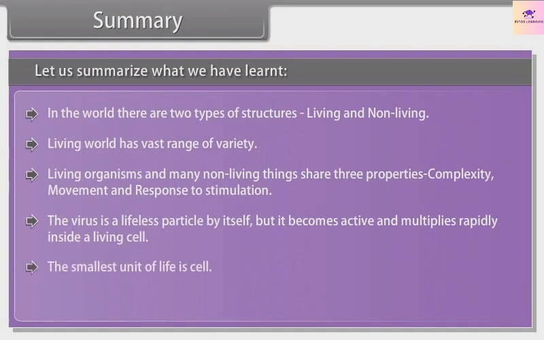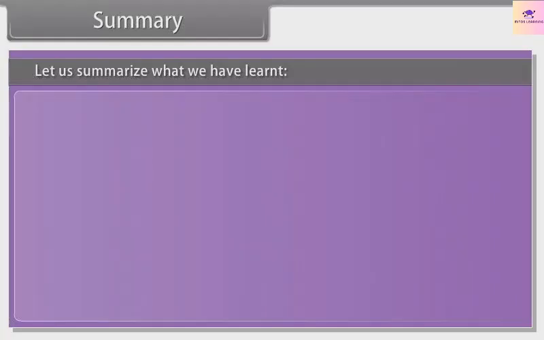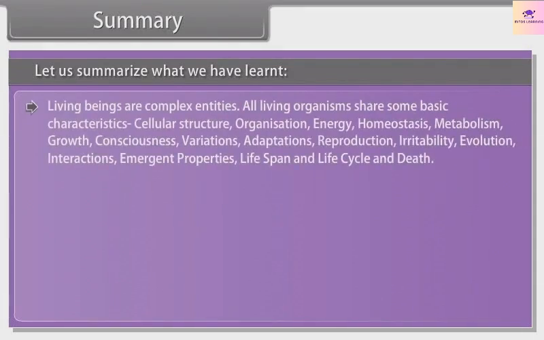The smallest unit of life is the cell, while the highest level of biological organization is the biosphere. Living beings are complex entities. All living organisms share some basic characteristics: cellular structure, organization, energy, homeostasis, metabolism, growth, consciousness, variations, adaptations, reproduction, irritability, evolution, interactions, emergent properties, lifespan and life cycle, and death.